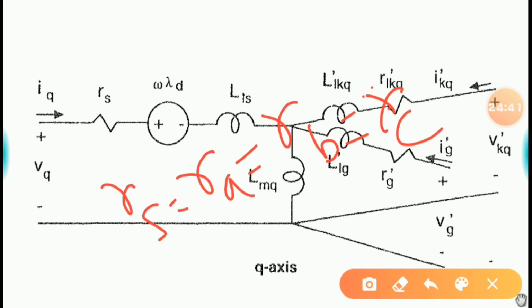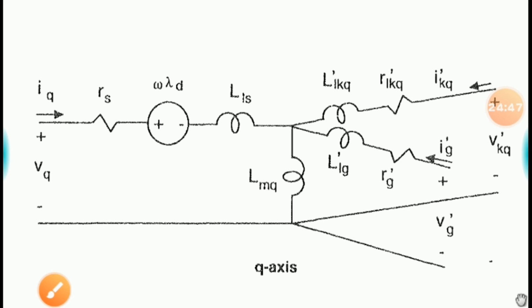So this RS means you are considering a balanced network, and this is how we are getting this RS value. Now this omega lambda d is actually not omega, it is omega r, and this omega r is our machine electrical speed of rotation. Now we are having LLS. This is the leakage inductance of our Q phase.